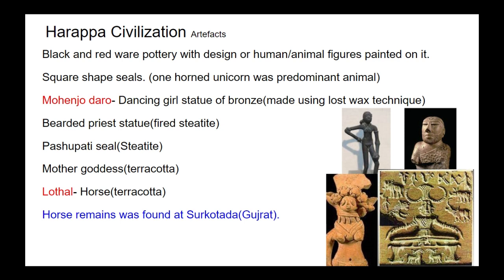And we also find a Mother Goddess terracotta figure from Mohenjo-daro. It was shown in the bottom. You can see the Mother Goddess terracotta figure, and from Lothal we get a terracotta figure of a horse. But the Harappan people did not have proper knowledge of the horse. The horse came with the Aryan people, but still at Harappan sites we get a terracotta figure of a horse, and probably horse remains we get from Surkotada, Gujarat.